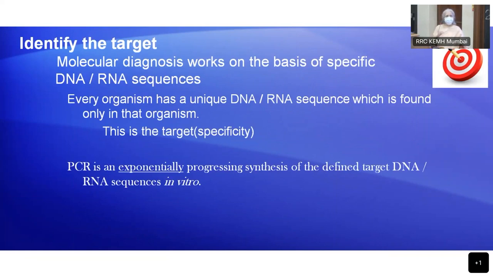So you can apply molecular detection tools only to those organisms which have unique nucleotide sequences which are not present in any other organism and can differentiate this organism from all others. So if an organism does not have that, you can't use a molecular tool. It's as simple as that. So PCR is nothing but an amplification of that target sequence millions of times, right?